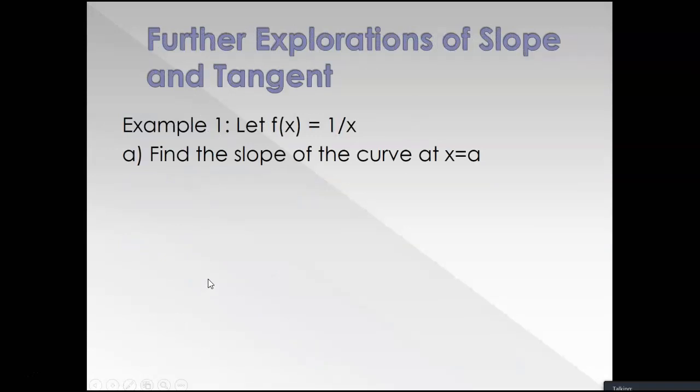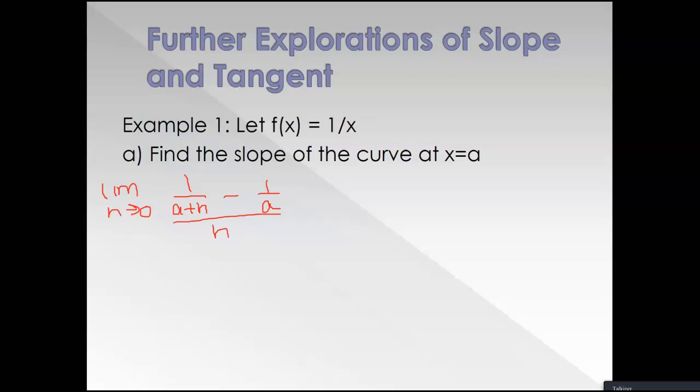So let's look at f of x equals 1 over x to find the slope of the curve at x equals a. So we have f of a plus h and f of a. What we're going to do is look at the limit as h approaches 0 of f of x at a plus h, so that's 1 over a plus h, minus f of x at a, so that's 1 over a, all over h.